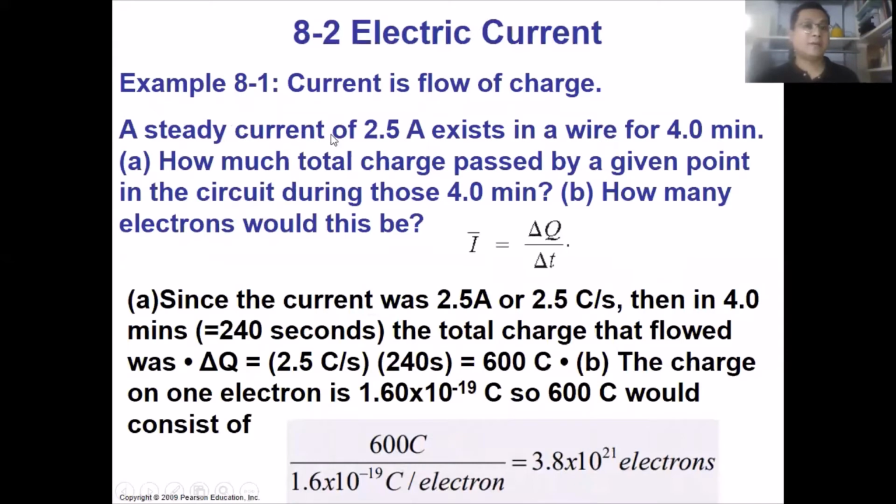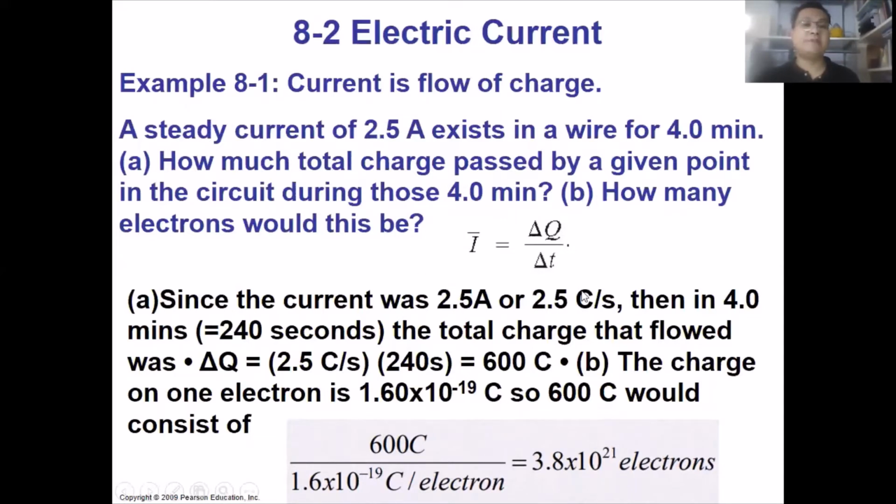Okay, we have an example here. Example 1, current is a flow of charge, a steady current. If a steady current of 2.5 ampere exists in a wire for 4 minutes, the question is how much total charge passes a given point in the circuit during those 4 minutes? And the second question, how many electrons would this be?